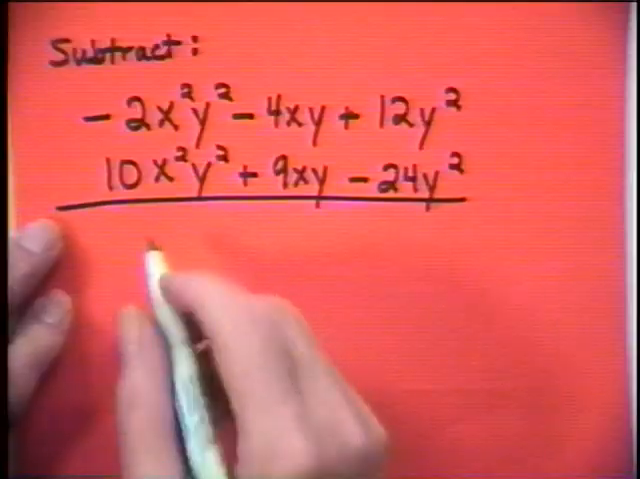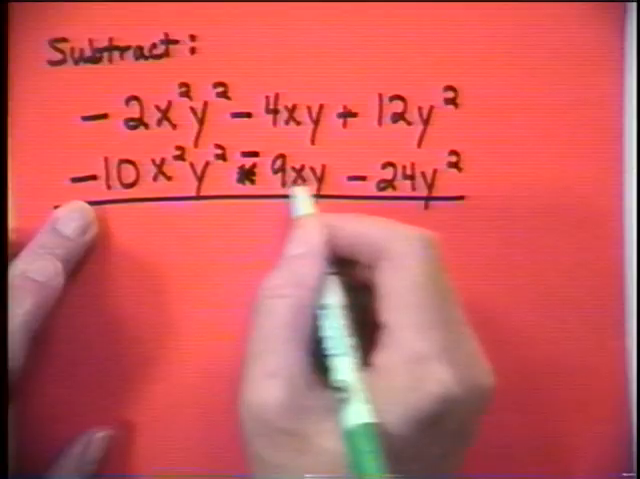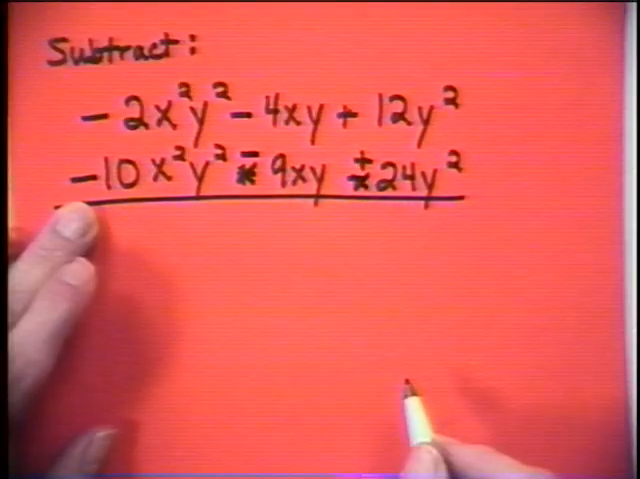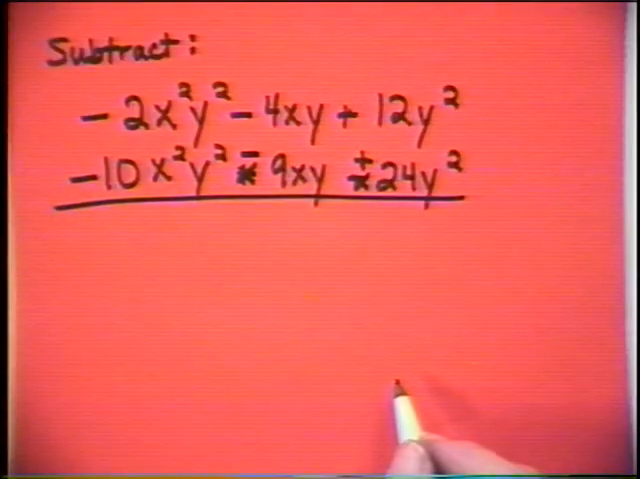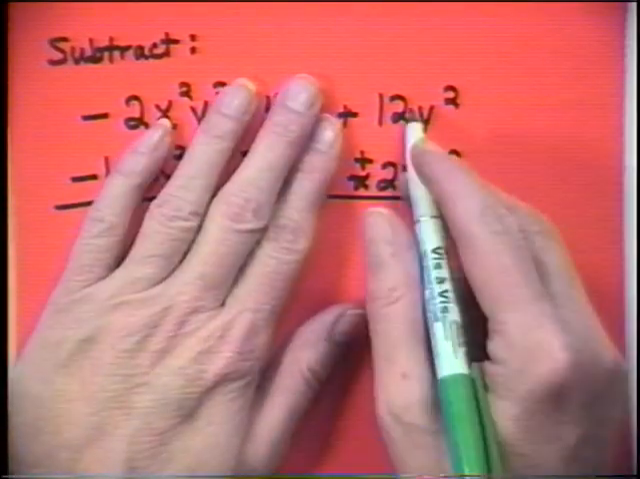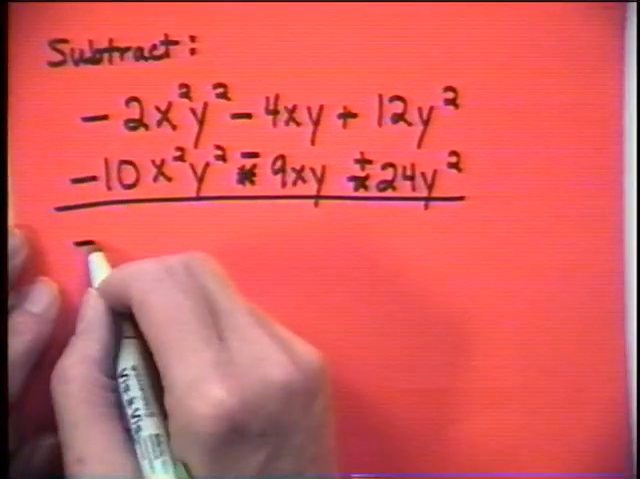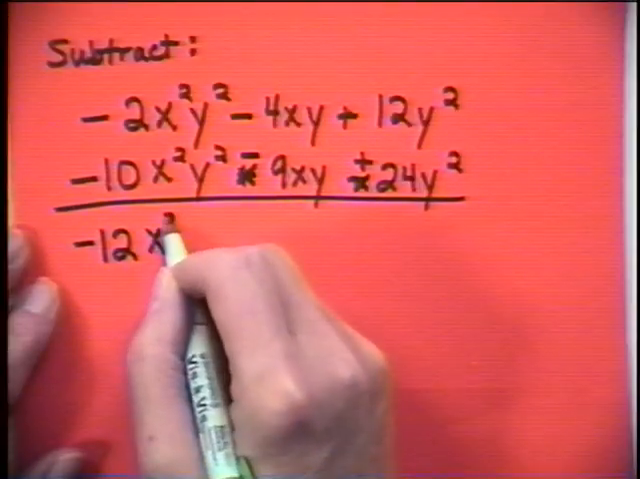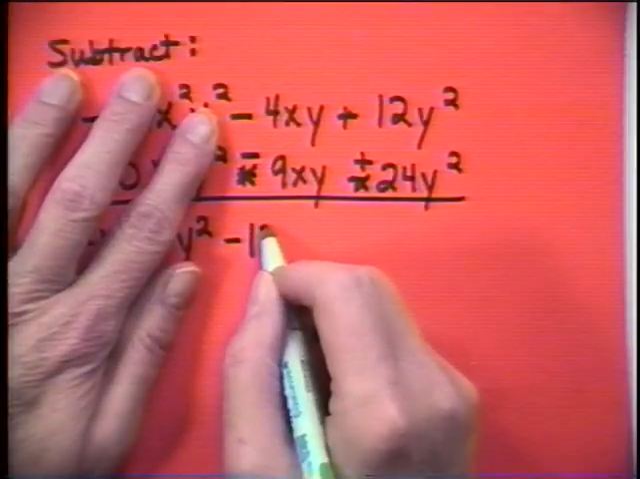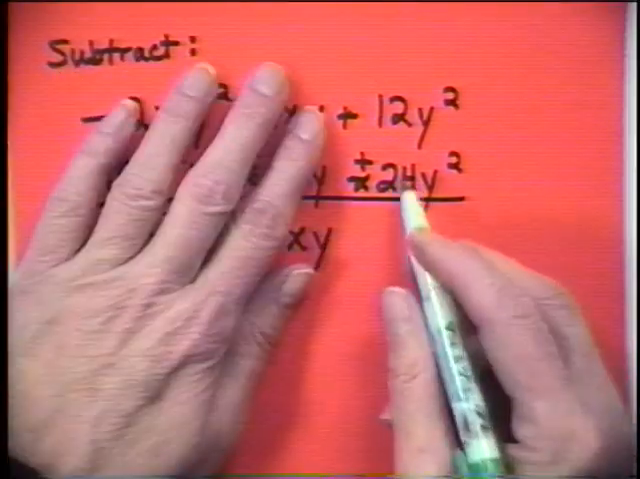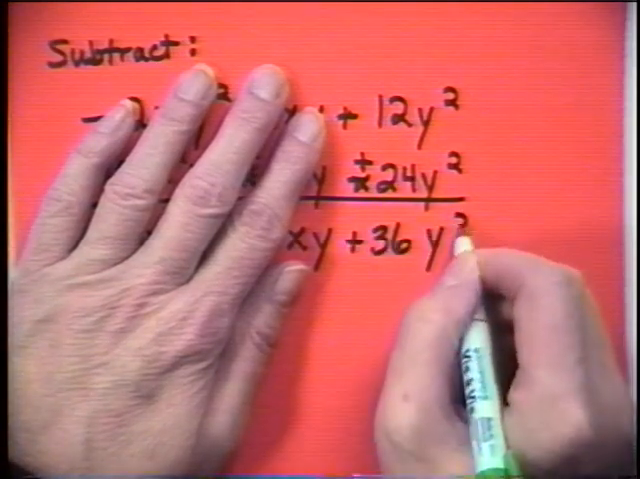If it says subtract, that means I have to change this one, and this one. Now you add them just like you would before. You can start on either side. I usually start, well, here it doesn't matter. Negative 2 and negative 10 would give me a negative 12, x squared, y squared. A negative 4 and a negative 9 gives me a negative 13, xy. Positive 12, positive 24 gives me 36y squared.